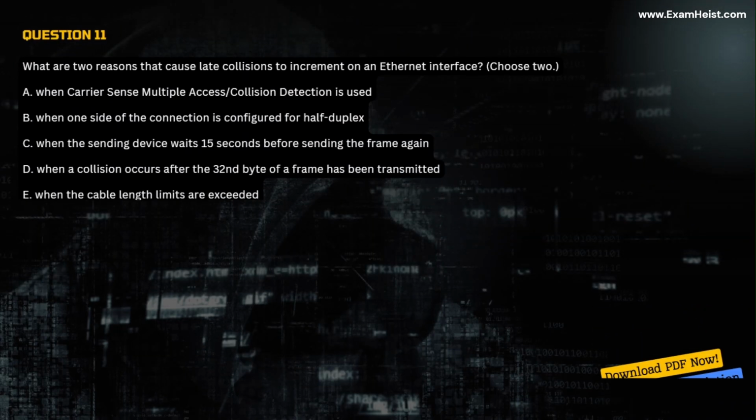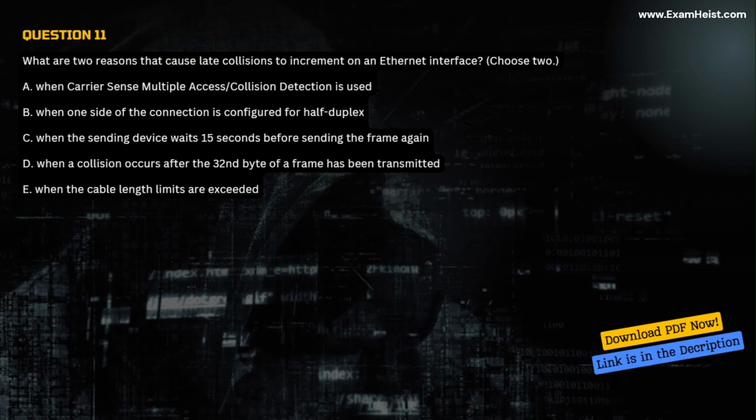Question 11. What are two reasons that cause late collisions to increment on an Ethernet interface? Choose 2. A. When carrier sense multiple access/collision detection is used. B. When one side of the connection is configured for half duplex. C. When the sending device waits 15 seconds before sending the frame again. D. When a collision occurs after the 32nd byte of a frame has been transmitted. E. When the cable length limits are exceeded.